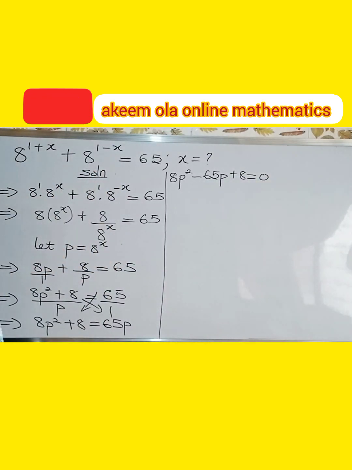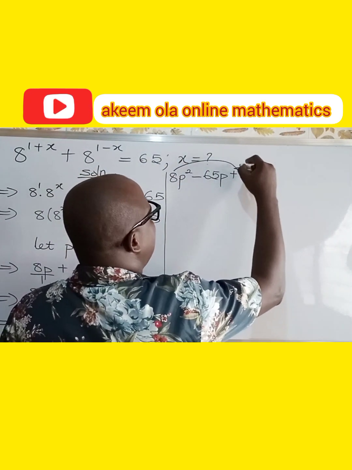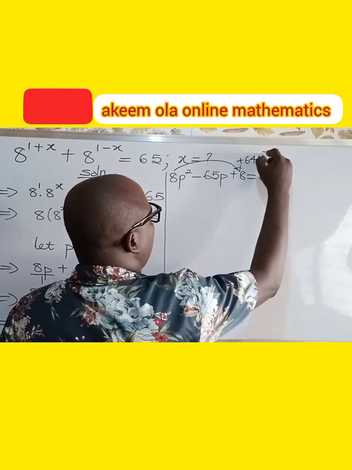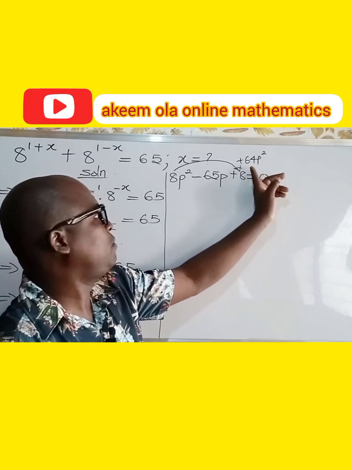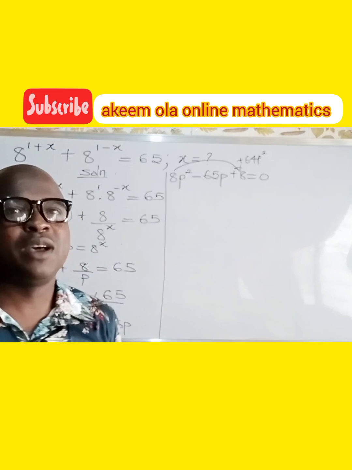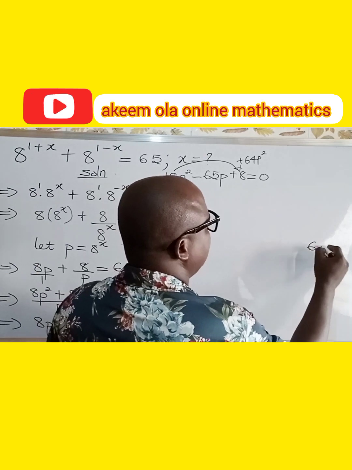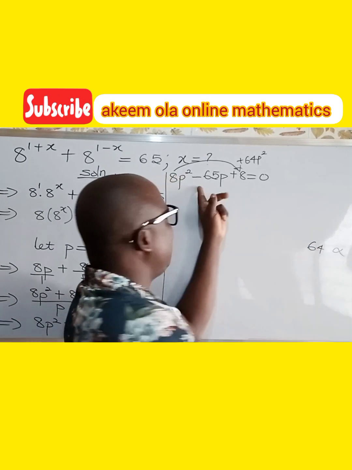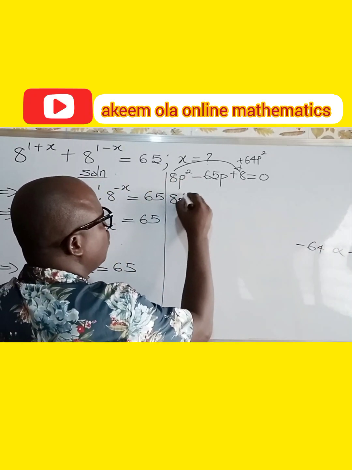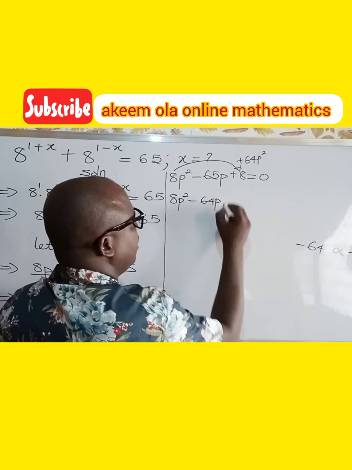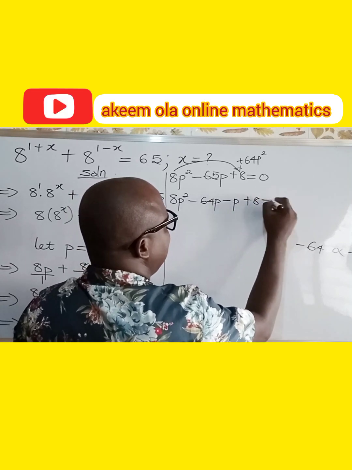Then from here, I can now factorize. The 8 will multiply the 8p squared, giving plus 64p squared. I will look for two numbers that multiply together to give plus 64p squared, and when added together give minus 65. The numbers should be 64 and 1, but I have a negative answer here, so both are negative. So here we have 8p squared minus 64p, minus p plus 8 is equal to 0.